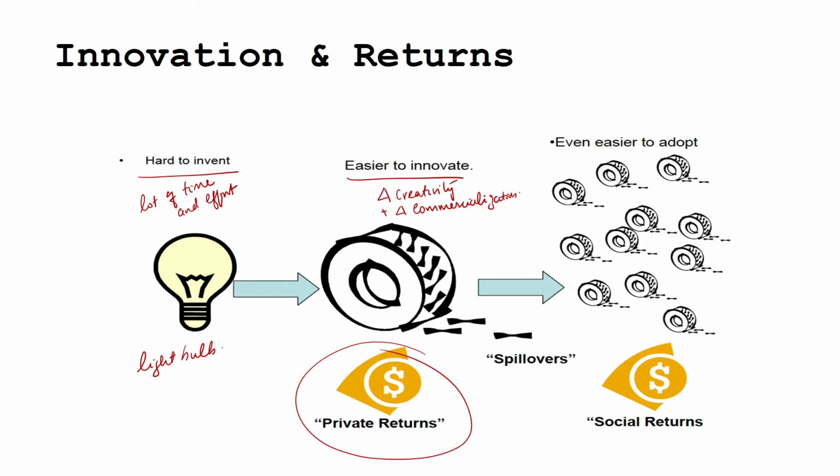Then the last part, out of these spillovers, is that it is even easier to adopt. So, if you innovate, take that innovation and then take it to large scale. If you can adopt that innovation, then instead of the private returns that an innovator usually gets, you actually get what you call social returns. So, translation of the innovation to commercialization typically means adopting that innovation.